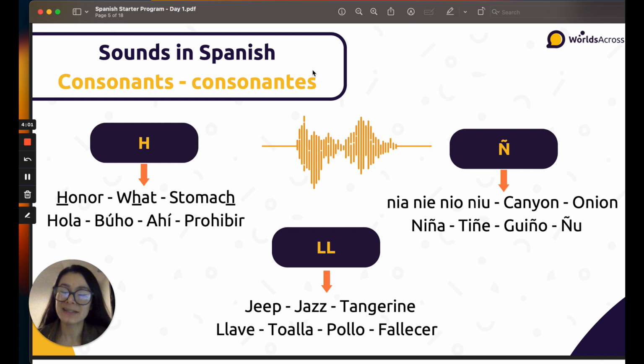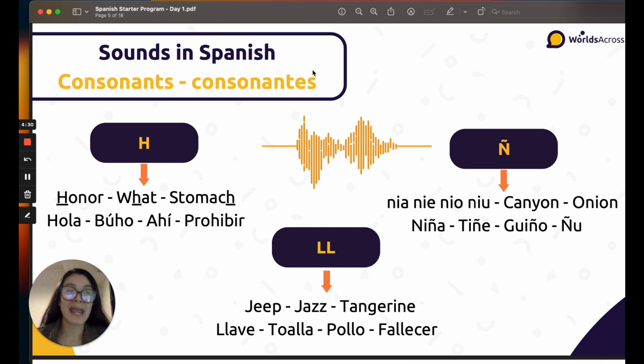Double L, elle, en español. Double L or elle. The pronunciation, in English, would be like a J, okay? Like you pronounce the J in English. You have jeep, jazz, and tangerine. In Spanish it would be llave, toalla, pollo, and fallecer, all right? It's not like hello, the double L in English. No. It's like a J, okay?